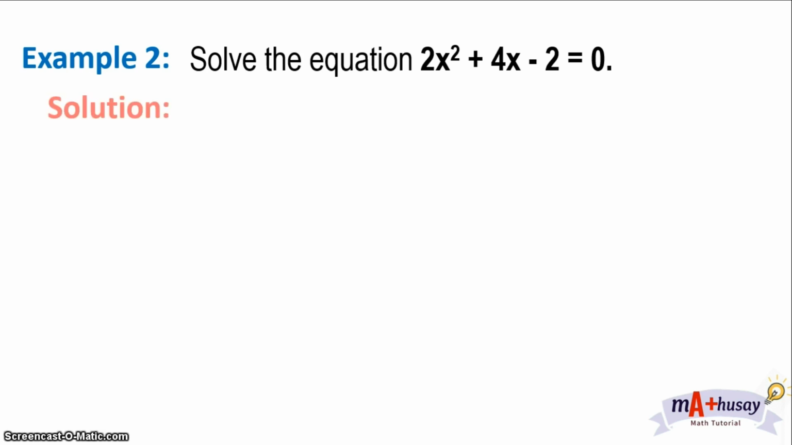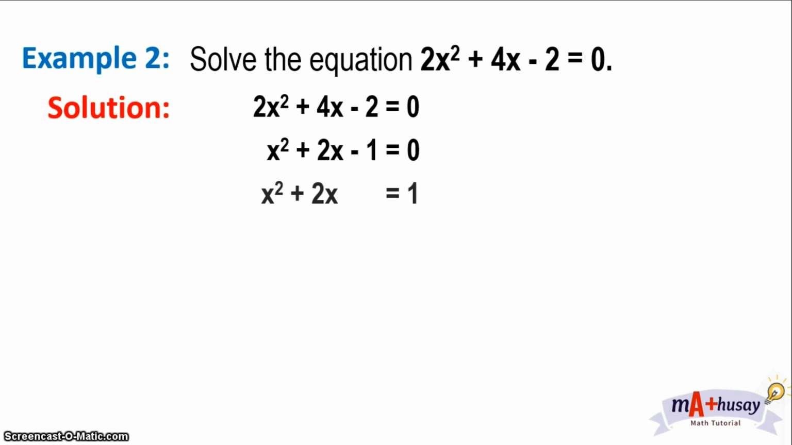So, let's solve it. So again, kailangan nating i-simplify sa equation by dividing both sides of the equation by a, which is 2. So kapag dinivide na natin, you'll have x squared plus 2x minus 1 equals 0. Again, our goal is to isolate the constant term on the right side. So to do this, we have to add both sides of the equation by positive 1. So kaya ang nangyari, you have x squared plus 2x equals 1.